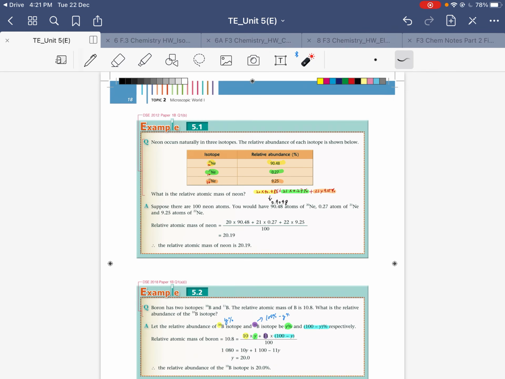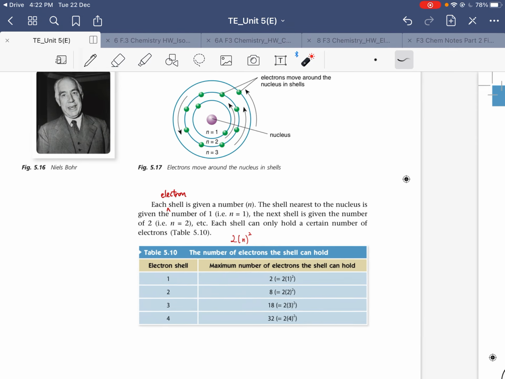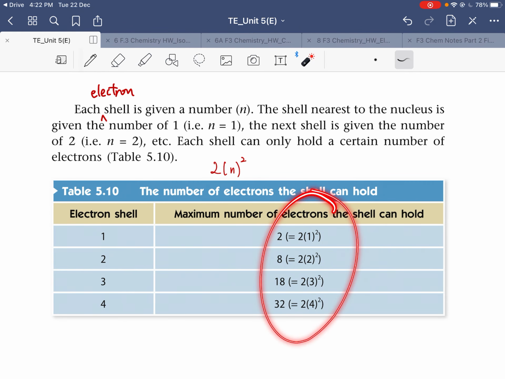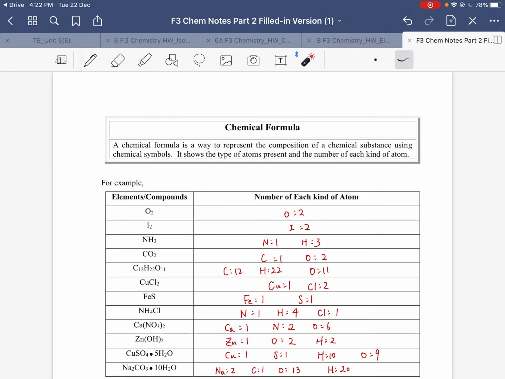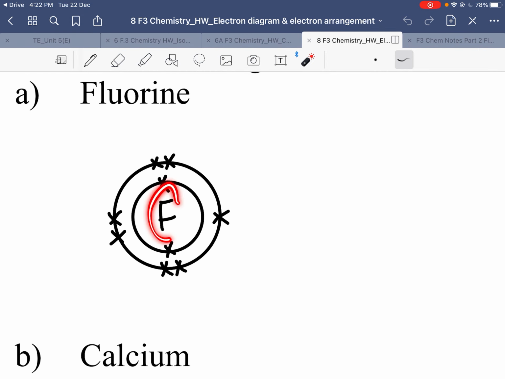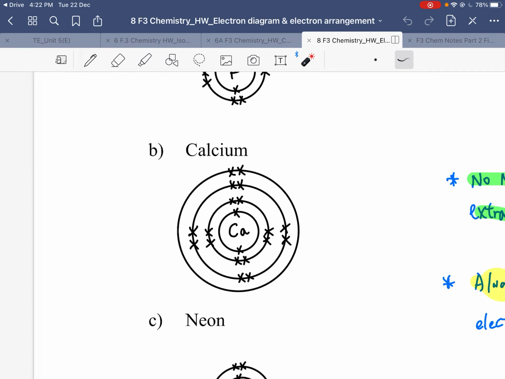Last but not least, guys, is the drawing of the electron diagram. And again, this is the capacity of the electrons. And guys, remember, when you draw the electron diagram, there's no need for you to add additional circles. You know the first shell contains a maximum of 2 electrons. The second shell contains a maximum of 8 electrons. The third shell contains a maximum of 18 electrons, but calcium and potassium are exceptional cases.